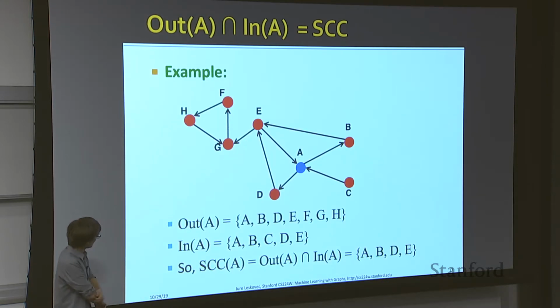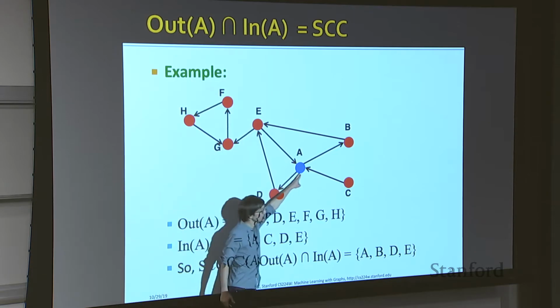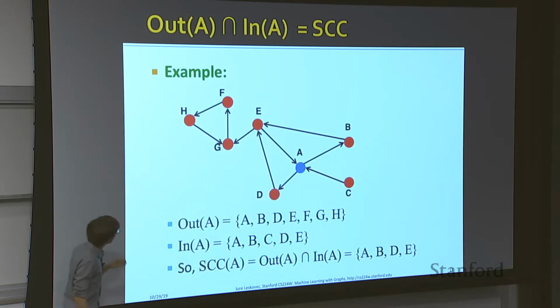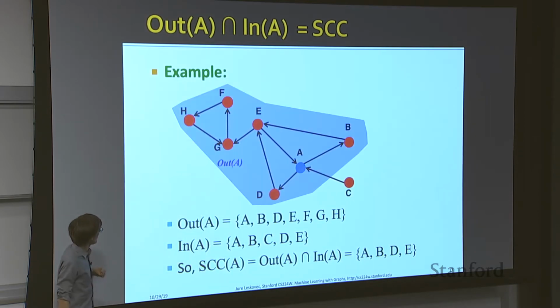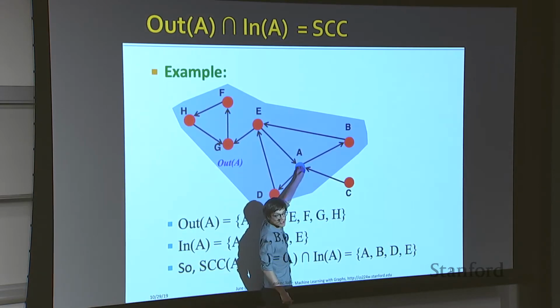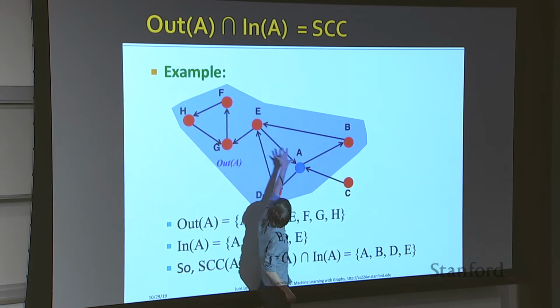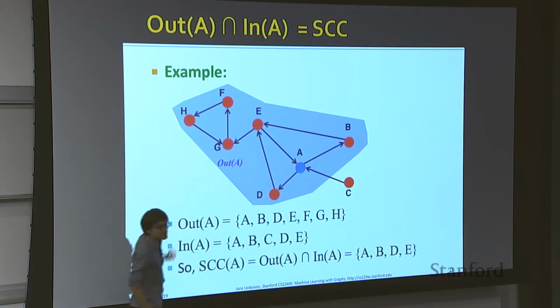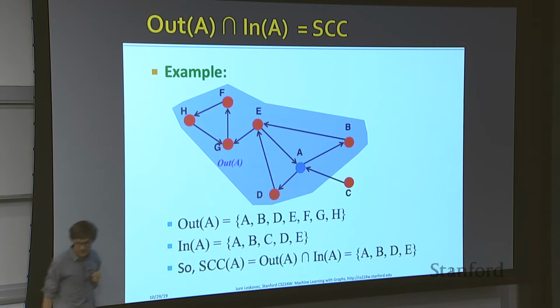So maybe I show you this on this example. Here's my graph, here's the node of interest. I will first do the outward breadth first search, and I identify the out component. So these are all the nodes that we can reach, right? If I start here and traverse the edge directions, these are all the nodes I can reach. So that's the out component of node A.